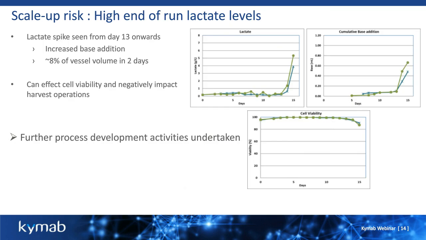And the second scale-up risk that we identified was high end-of-process lactate levels. As you can see from the top left chart here, the lactate levels for clone 2 spike up after around day 13, and this causes a lot of base to be added to the vessels. Now, high lactate levels, especially towards the end of a bioreactor process, can negatively impact cell viability and complicate harvest operations. Now, to mitigate against this risk, further process development activities were undertaken.